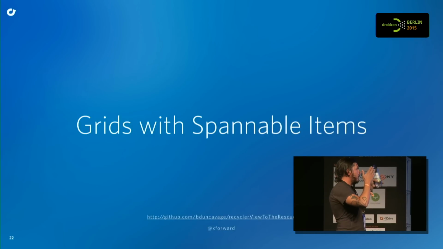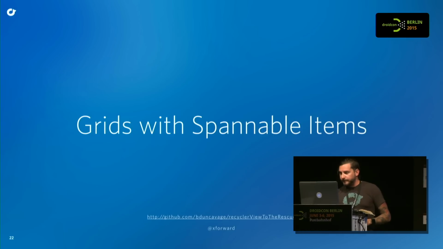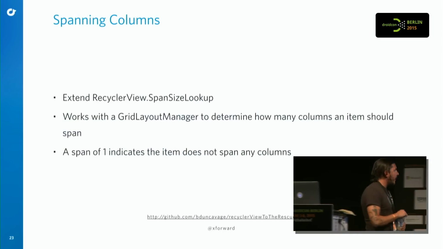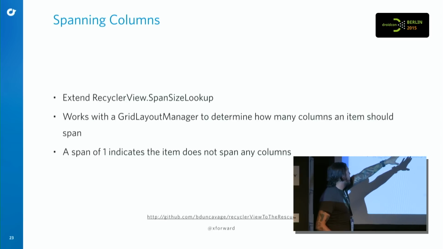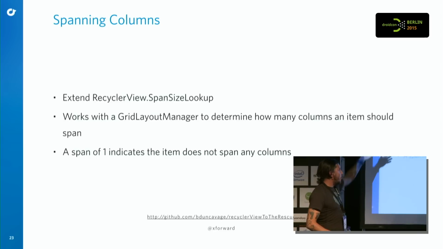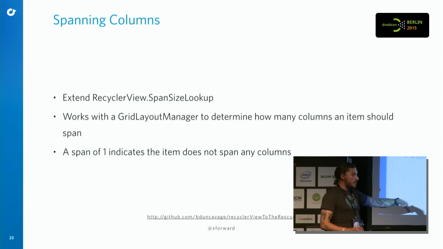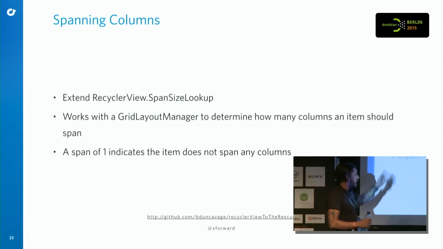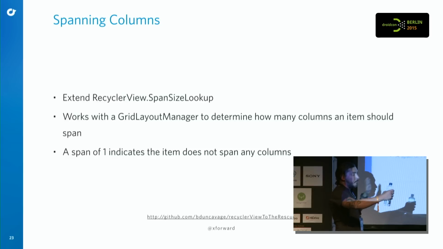Okay, so now we know how to make a simple list and a simple grid. We want to be able to do the cool things where you have items span rows or columns and all that stuff. So I'll show you how to do that. It's pretty simple. There's a thing, I think I screwed up this name, but it's right in the code. It's not in RecyclerView, it's in GridLayoutManager. It's called SpanSizeLookup, and it works with a GridLayoutManager to figure out how many columns an item should span. A span of 1 means I live in 1 column, so I don't span anything. Any more than that means you need to accommodate me however many spans I want.